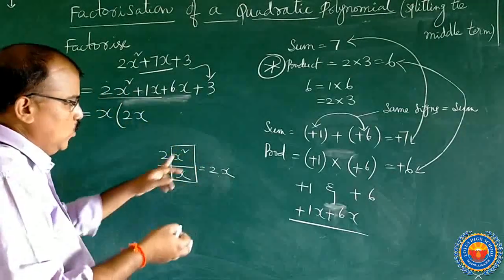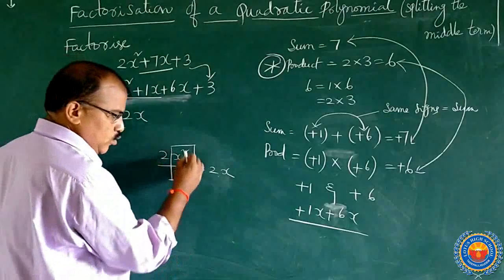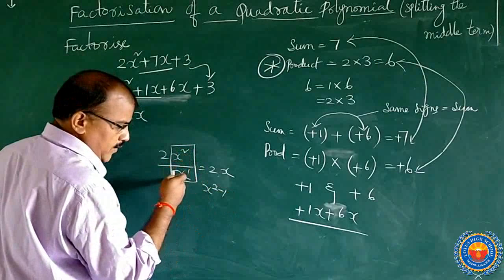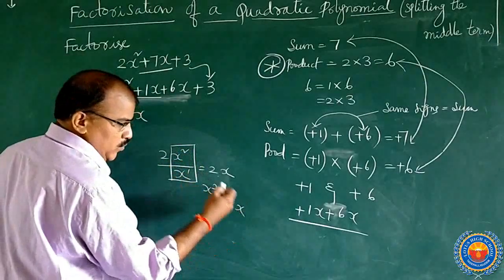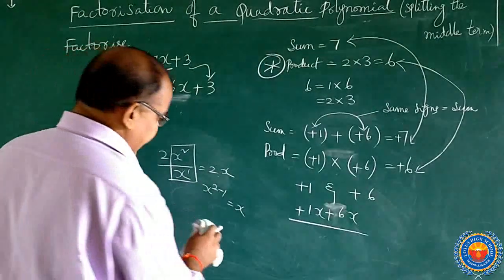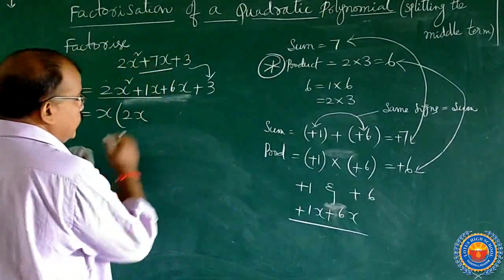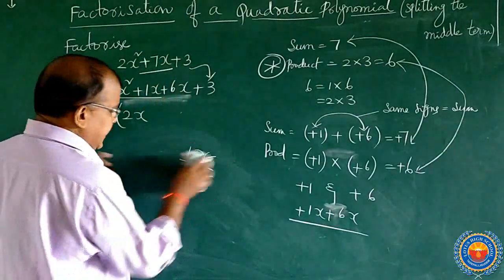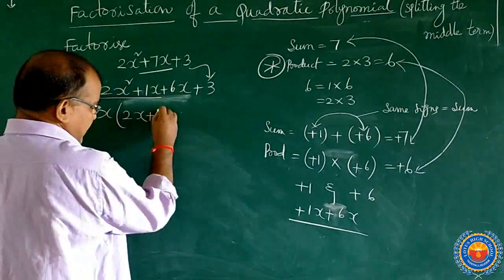Many times I explained, 2x square by x: x to the power of 2 by x to the power of 1 is x to the power of 2 minus 1. a to the power of m by a to the power of n is equal to a to the power of m minus n. So I got that one. Now 1x by x, x cancels. That is nothing but 1.